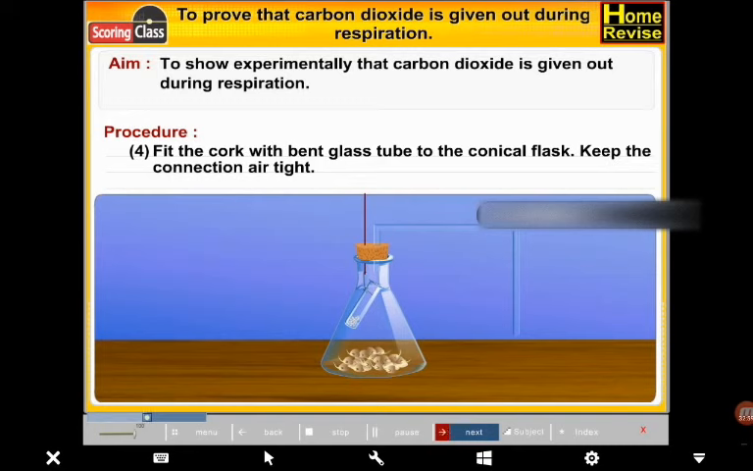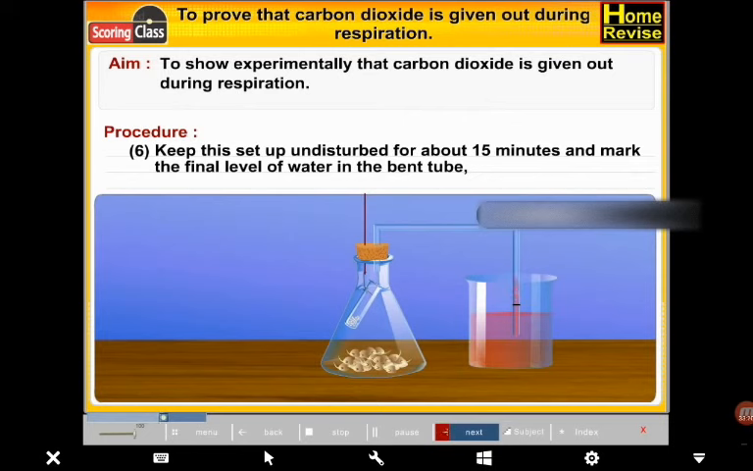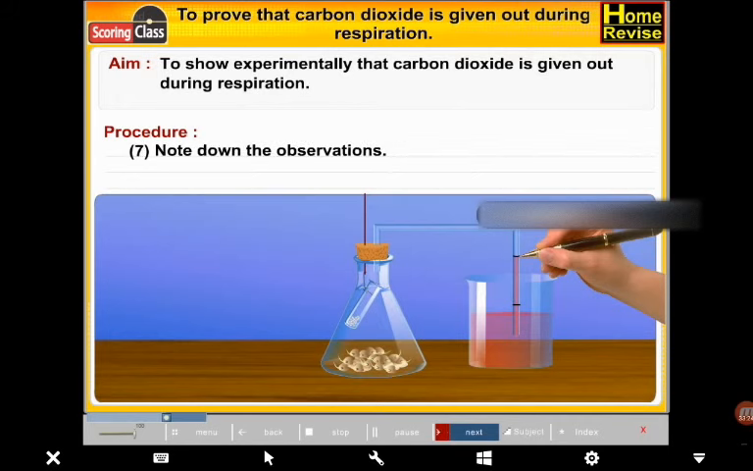Keep the connection airtight. Dip the free end of the bent glass tube in a beaker containing colored water. Mark the initial level of water in the bent tube. Keep this setup undisturbed for about 15 minutes and mark the final level of water in the bent tube. Note down the observations.